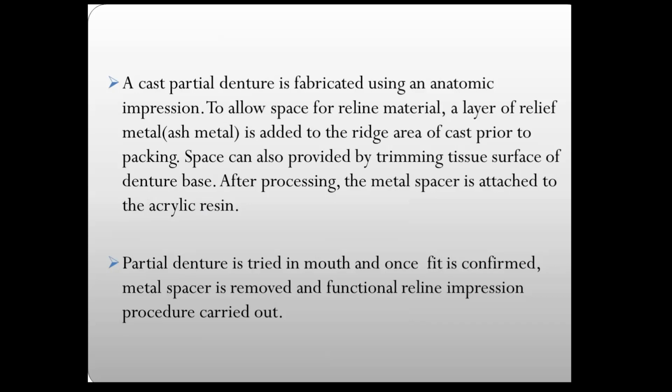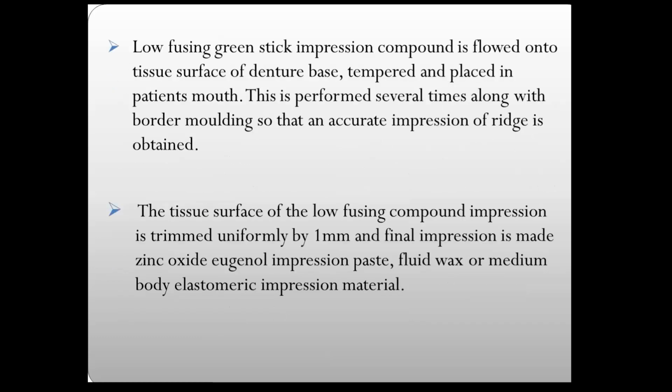How will you record the functional impression? We can use a lock using impression compound. It can be applied onto the edges as well as the ridge area and the movements are done multiple times, and we will attain a border molding with an accurate impression of the ridge. Once that is done, we have to remove 1 mm of impression compound material from the ridge surface, so that we can record a wash impression using zinc oxide eugenol or fluid wax.